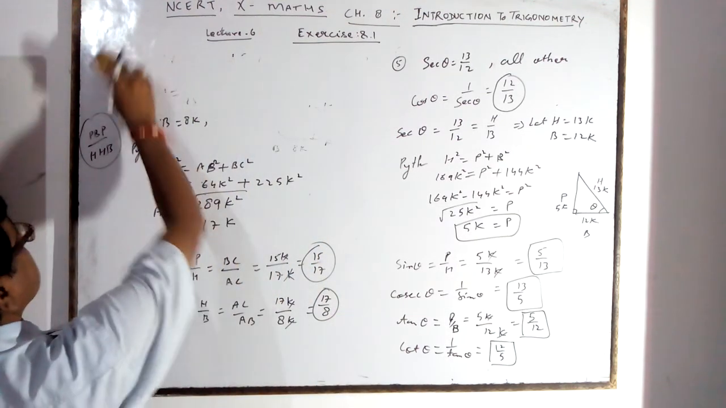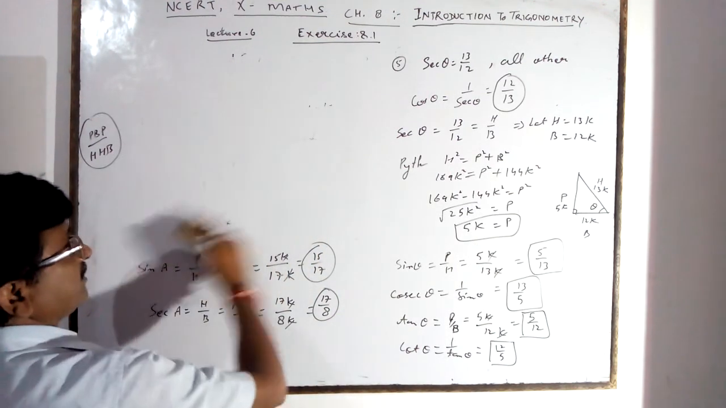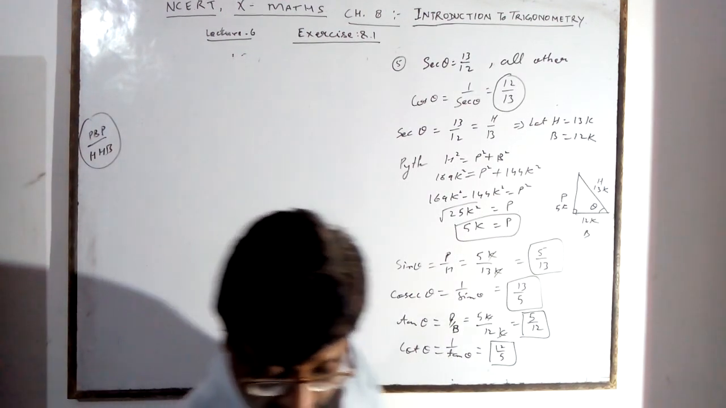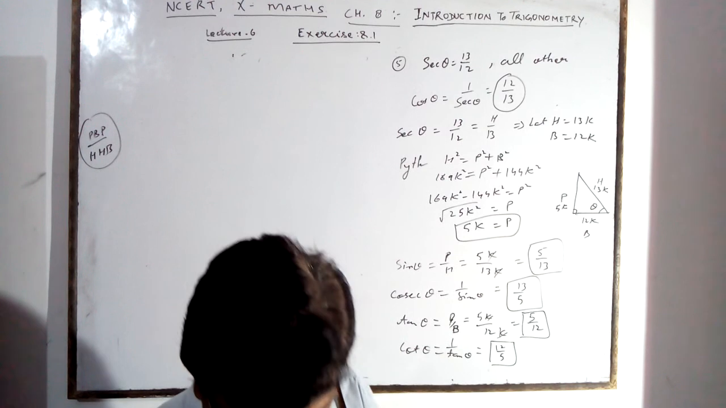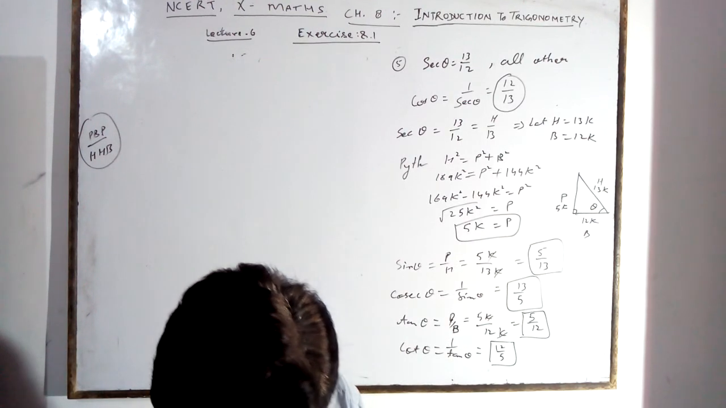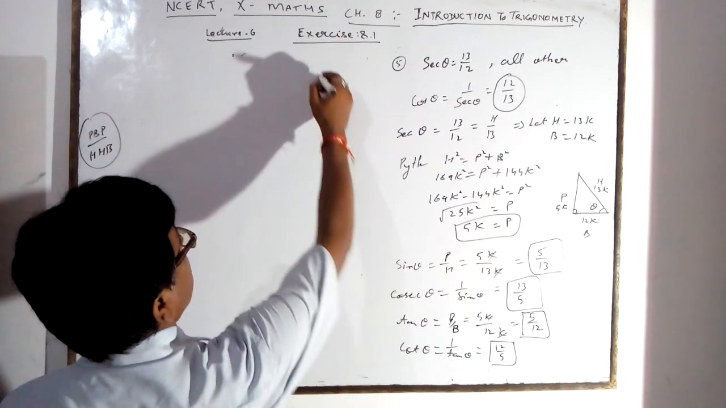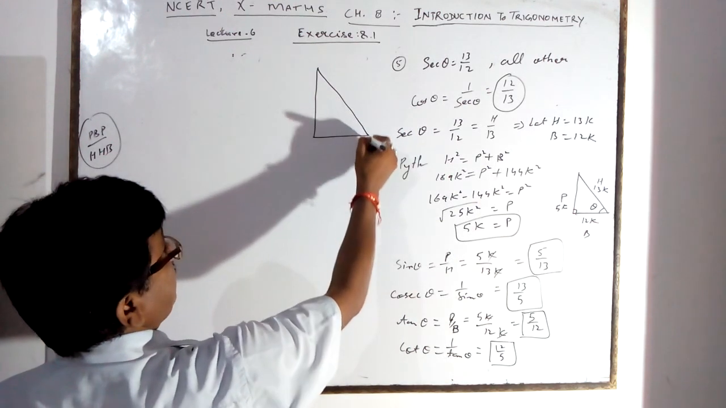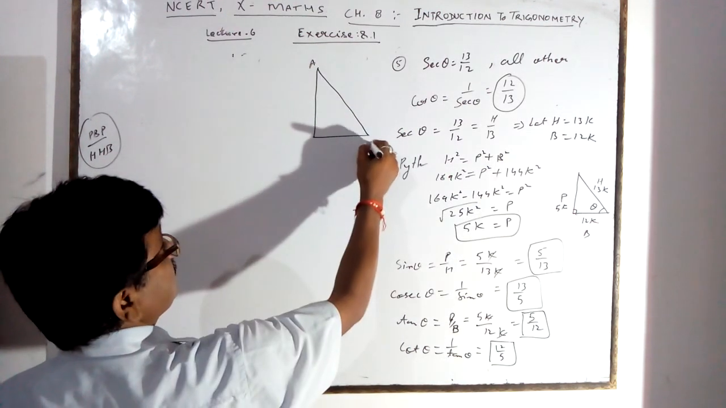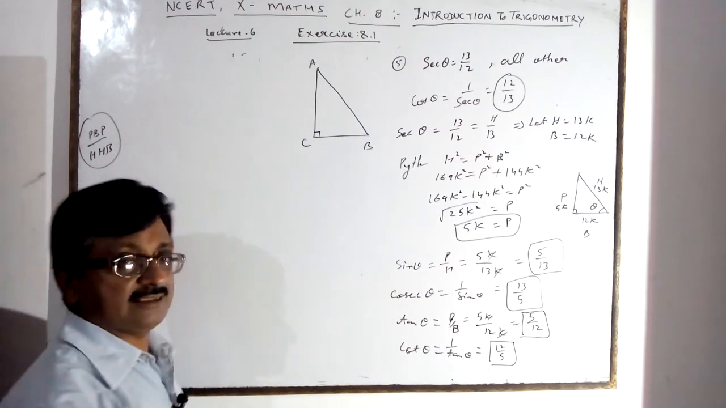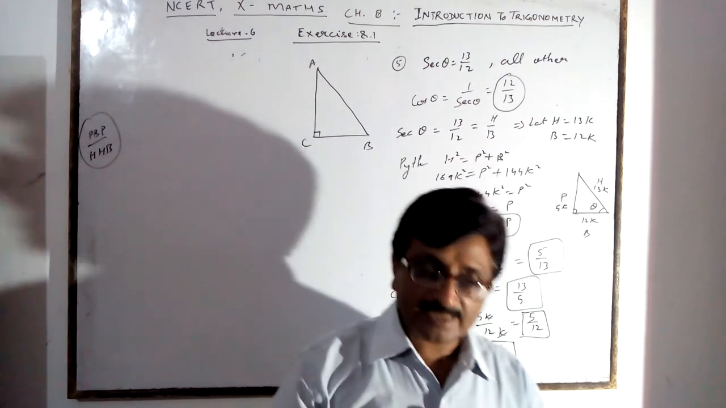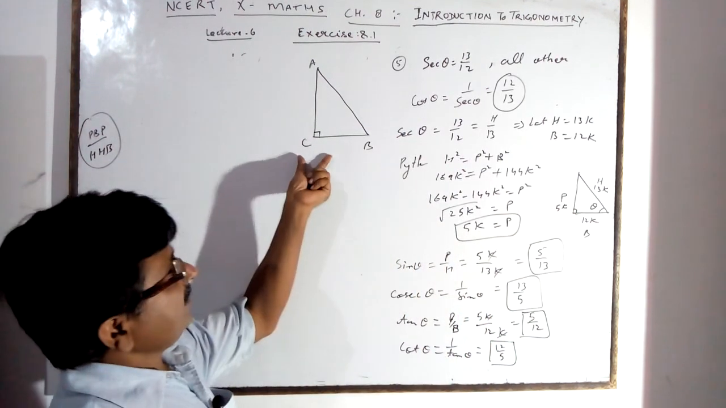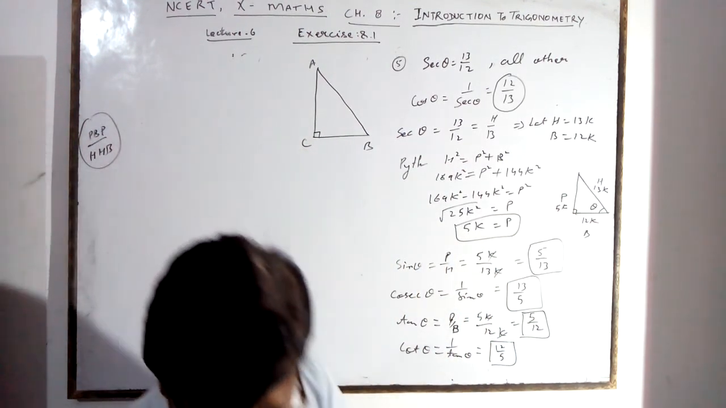Question number 6 is given. If angle A and angle B are acute. Question number 6: A and B both are acute, it is given. It means C will be 90 automatically. If two angles of a triangle are acute, then the third angle must be 90. So here C will be 90. It is given in the question.